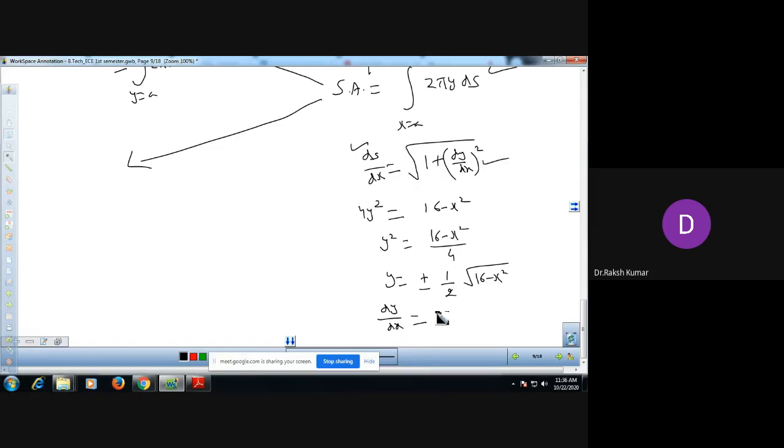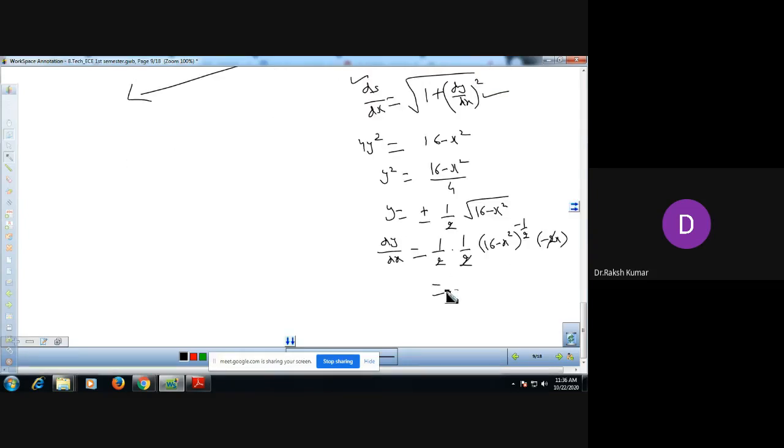Now find out dy by dx, because we require dy by dx here. That is 1 by 2 into 1 by 2 (16 minus x square) raised to power minus 1 by 2 into minus 2x. 2 will be cancelled with this. So what it comes out to be is minus x over 2 square root of 16 minus x square. So this is your value of dy by dx.